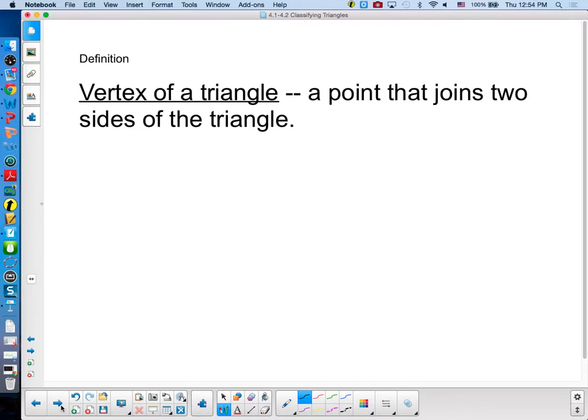All right, some terminology about triangles. The corners are vertices. So a vertex of a triangle is a point that joins 2 sides of the triangle. So this point right there is a vertex. Point A is a vertex. Point B is a vertex. Point C is a vertex. Each one's a vertex, plural vertices. So when you name a triangle, you're using the vertices to name them.